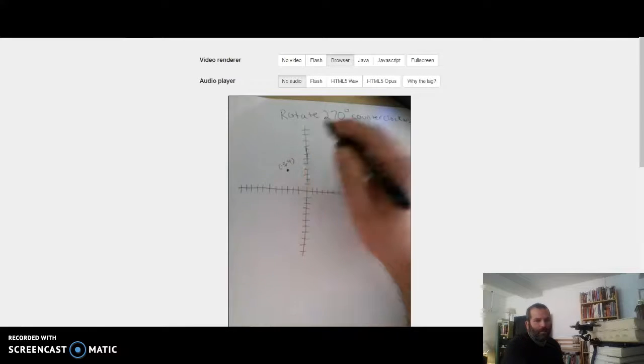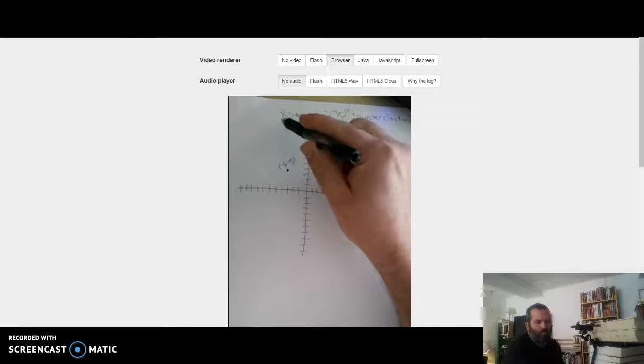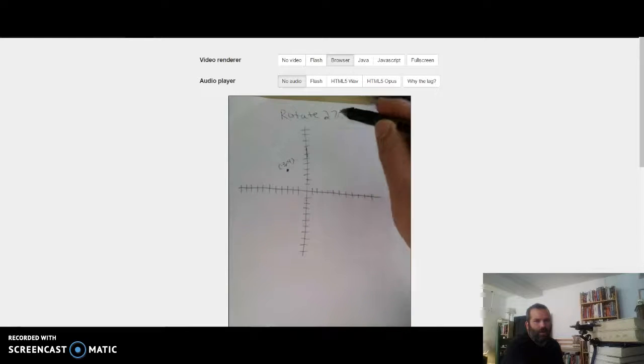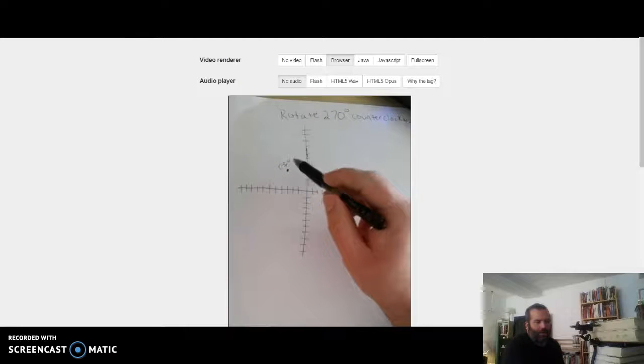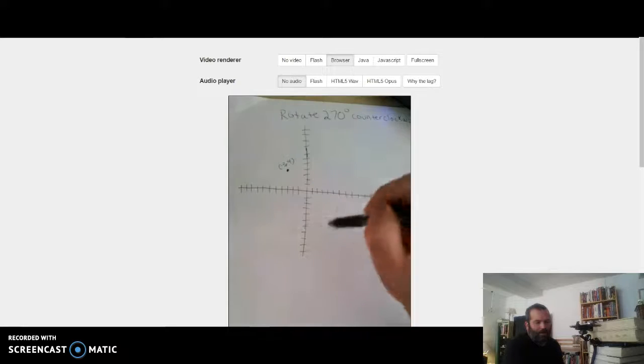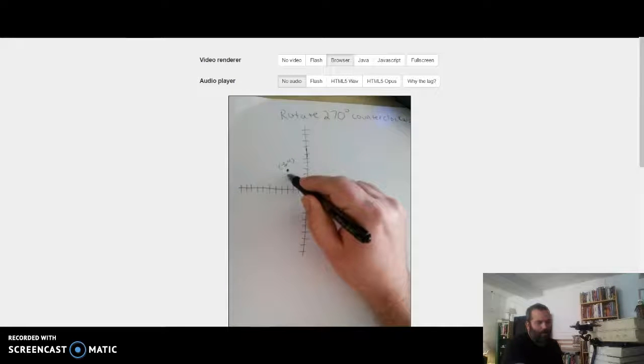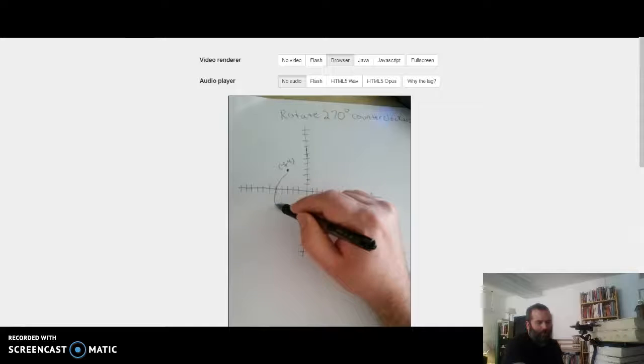Okay, in this video, we're going to learn how to rotate a point 270 degrees counterclockwise. And you can see here that I have a point, it's -3, 4. And we're going to rotate it 270 degrees counterclockwise. So counterclockwise is in this direction.